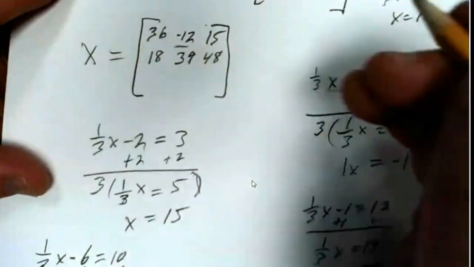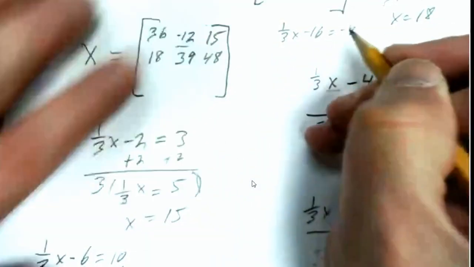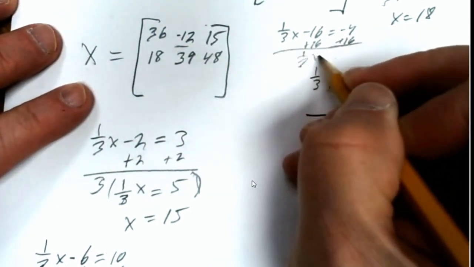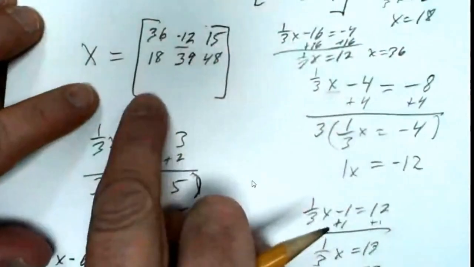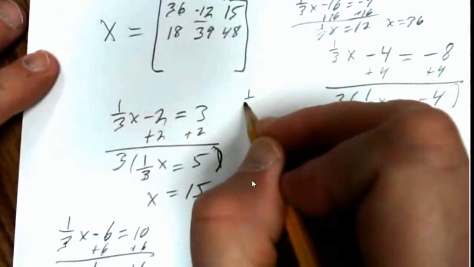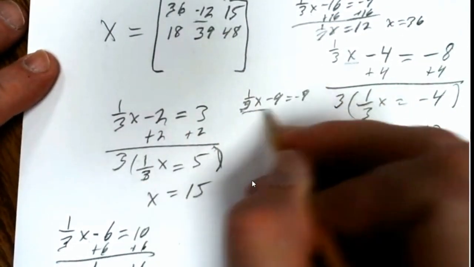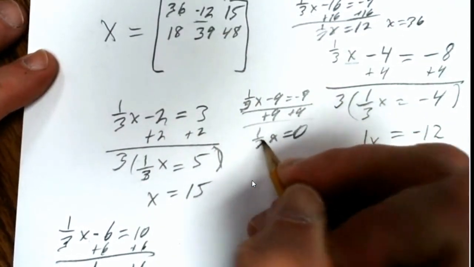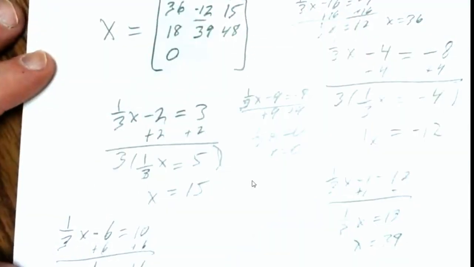I see the first one, 0 down there. 1/3 x minus 16 equals -4. Add 16. 1/3 x equals 12. So x equals 36. 1/3 x minus 9 equals 9. Add 9. 1/3 x equals 0. So x equals 0. That should be right.